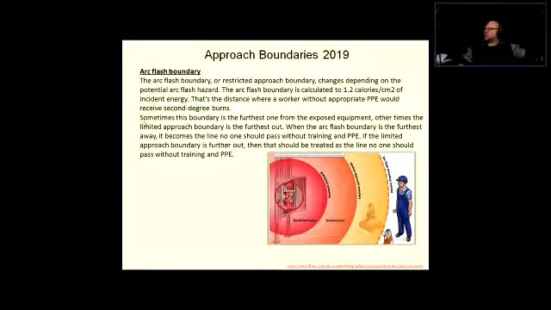All right. Well, distance varies. Sometimes this boundary is the furthest one from the exposed equipment. Other times, the limited approach boundary is the furthest out. Right. Now, when the arc flash boundary is the furthest away, it becomes the line that no one should pass. No one shall pass, Monty Python, right? Without training and PPE. If the limited approach boundary is further out, then that should be treated as the line no one should pass without training or PPE. So here's the furthest boundary here that is marked.